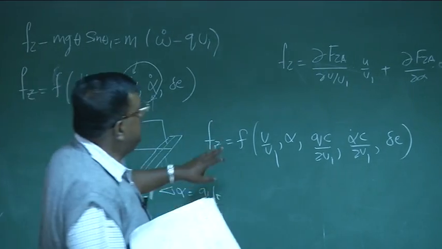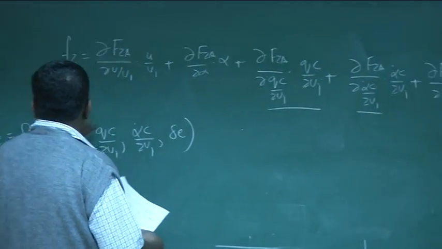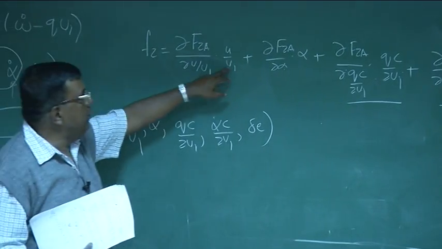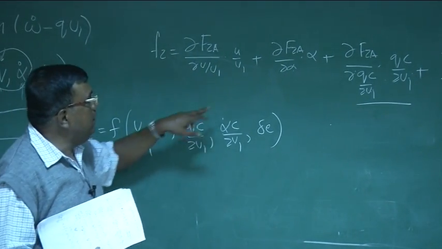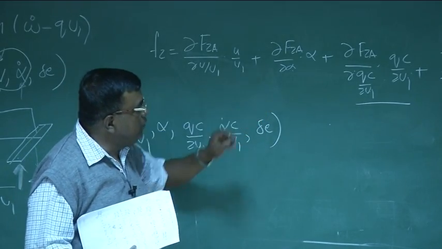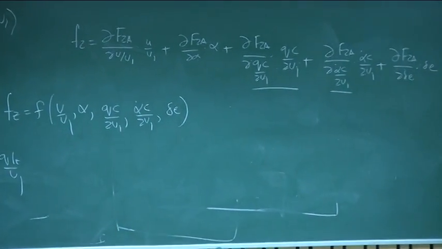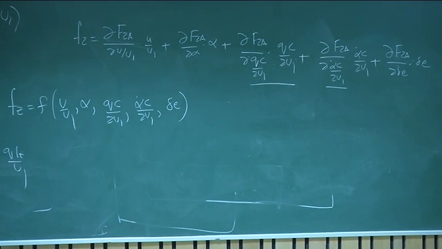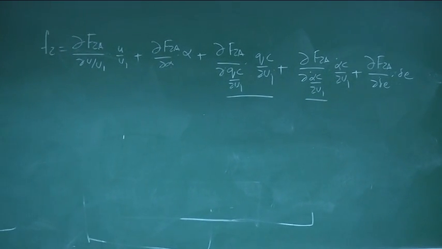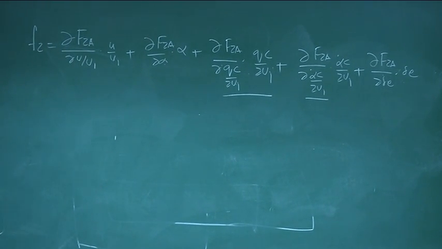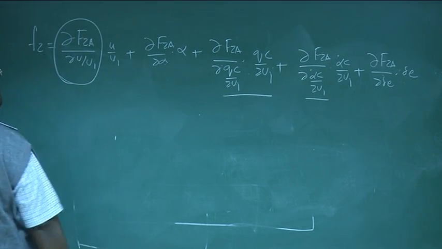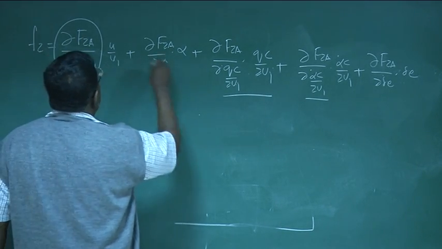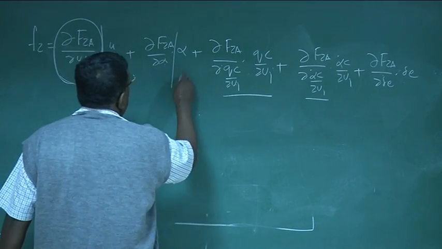Okay, so if I write like this, now from here, I can write dFza by d(u by u1) into u by u1, dFz by d alpha into alpha, dFz by d(qc by 2u1) into qc by 2u1, and dFza by d(alpha dot c by 2u1) into alpha dot c by 2u1, then dFza by d delta e into delta e. Correct? So what is important now? Can I get a quick estimate or a formulation to evaluate these derivatives at steady state? That is the catch point, at steady state.